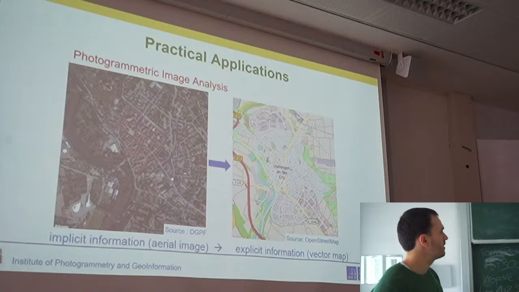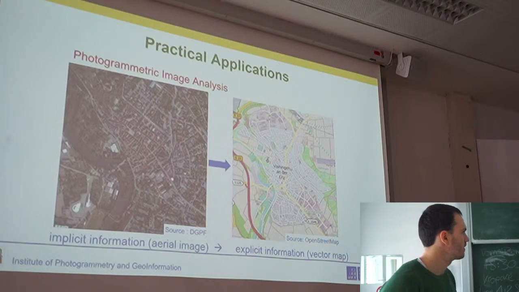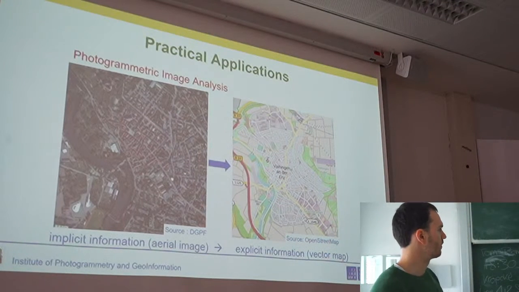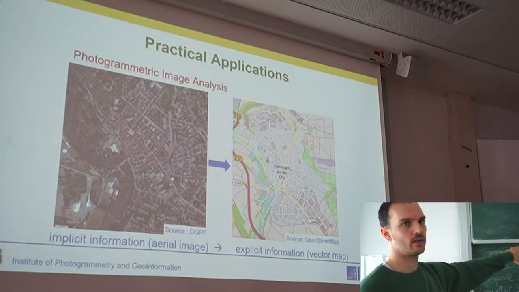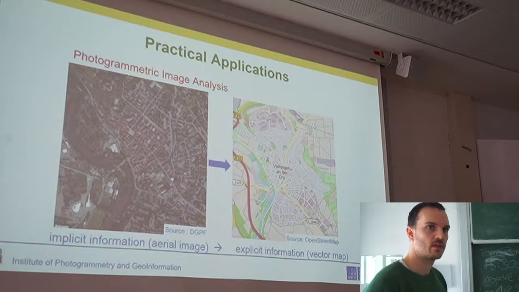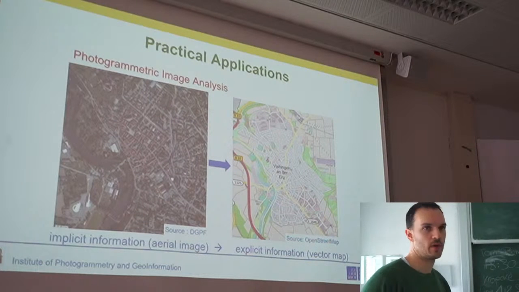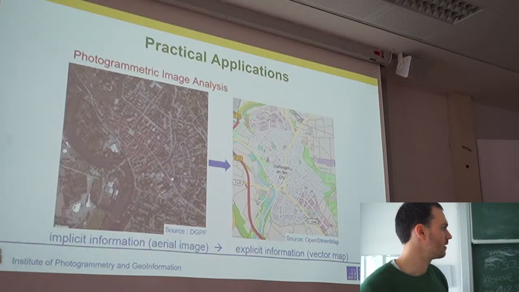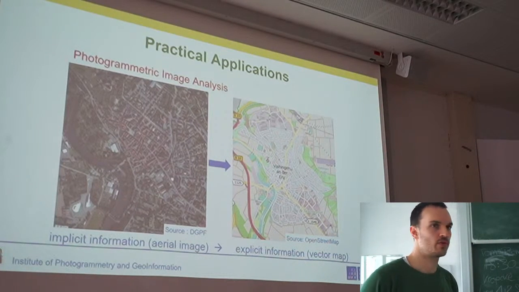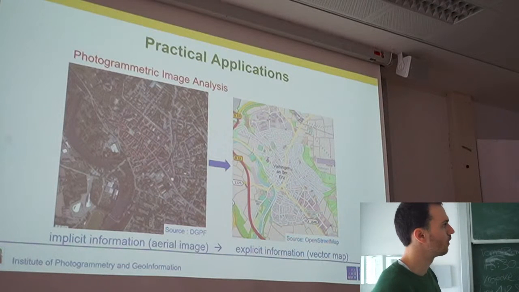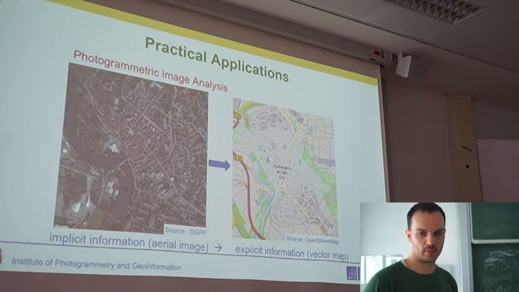One specific case is photogrammetric image analysis. Here we are basically trying to convert the implicit information contained in an aerial image to explicit information like a vector map. So this includes several steps. We have to identify what objects are visible in the image, where are they, what is their shape, and so on. And in the end we end up with this explicit information, which can be, for example, used for navigation, because we actually have a good road map here.